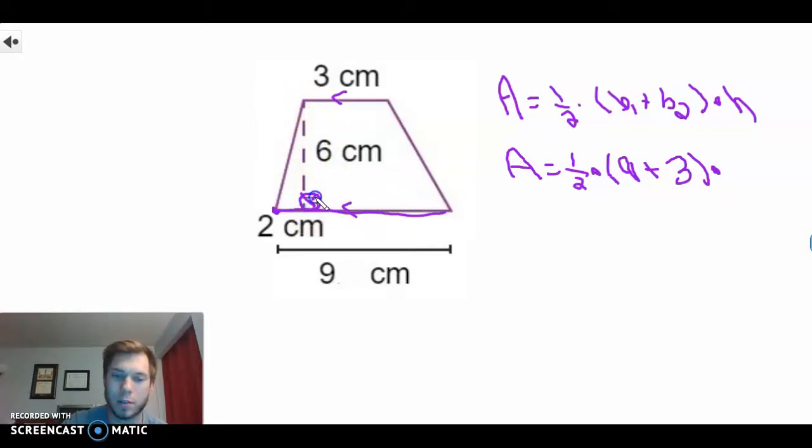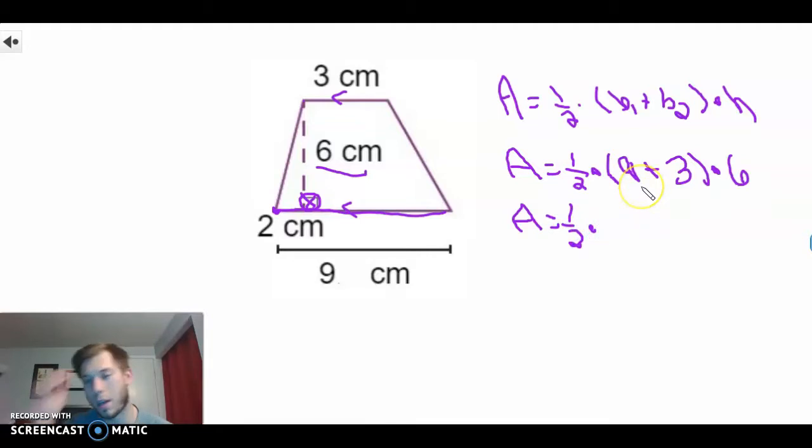Our height is the distance between the two bases formed by that perpendicular right angle. So we got X marks the spot. Always find that. It'll always tell you your height. In this case, our height's 6 centimeters. We have to follow order of operations now. Bring down our half, multiplied by, so now we're solving what's inside the parentheses, 9 plus 3, which is 12. And then multiply that by the height, which is 6 this time.